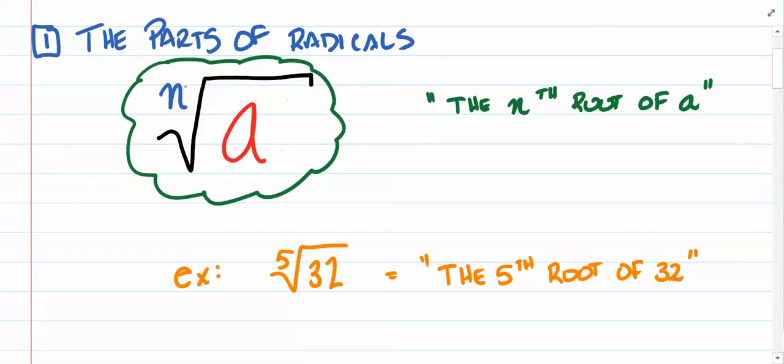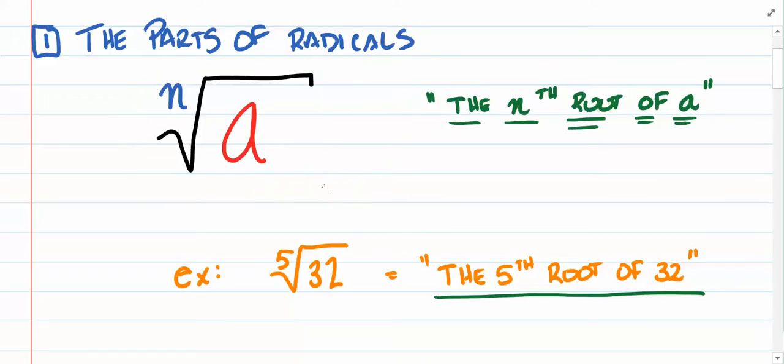The way that you would read this is by saying this: the nth root of A. So when you see that, it's read the nth root of A. Let me give you an example down below. This would be the 5th root of 32. So we would say this as the 5th root of 32. That's the appropriate way that we would say it mathematically. Now that we know how to say that, let's talk about what these things are.